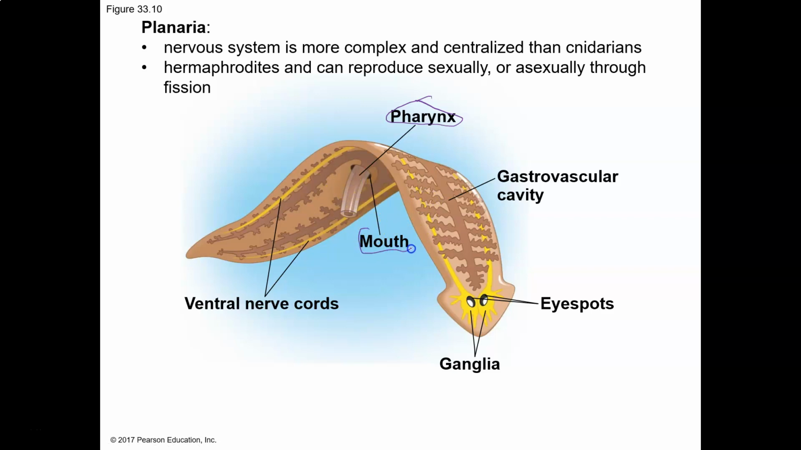And then they also have a unique GVC because it's branched. As you see, one branch here, and then another branch here, and then another branch here. And then each of these branches has folds in it to increase the surface area for better absorption. They also have ventral nerve cords that are solid, and they have concentration of ganglia at one end, which we learned with cephalization. There are eye spots there, which are light-sensitive organs, but they're not real eyes.